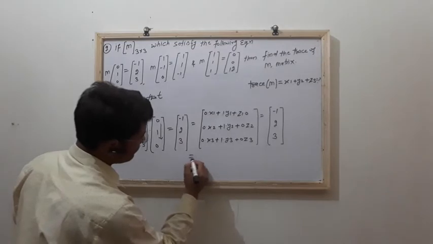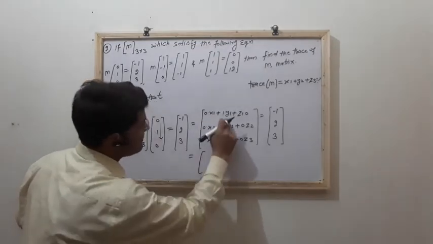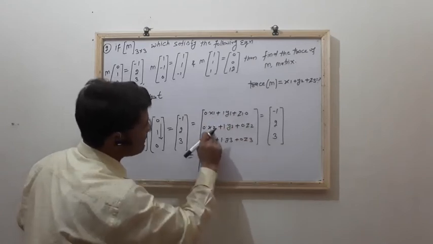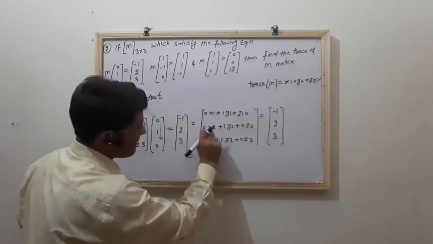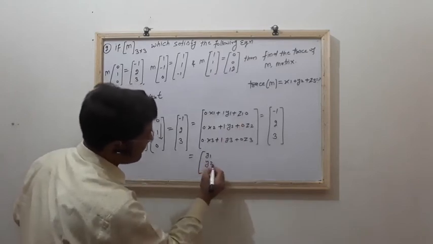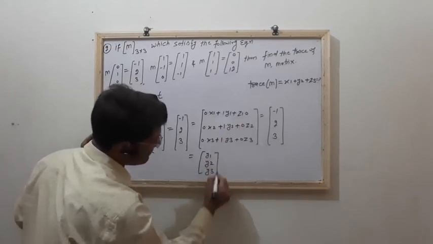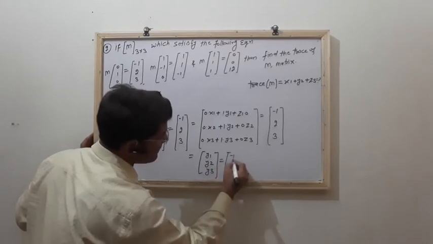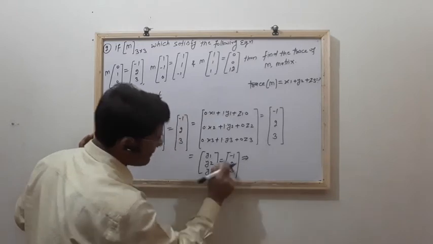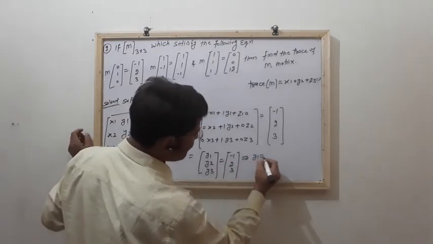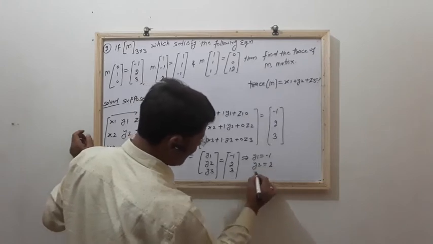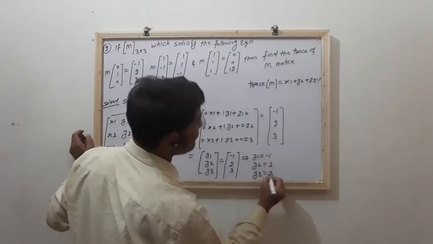So that this is y1, this is 0, this is 0 y1, this is 0, this is y2, this becomes 0 y2. Similarly y3 is equal to minus 1, 2 and 3, so that by comparing, y1 is equal to minus 1, y2 is equal to 2 and y3 is equal to 3.